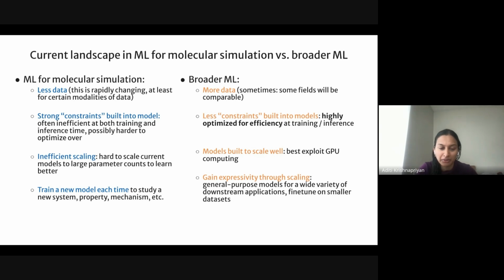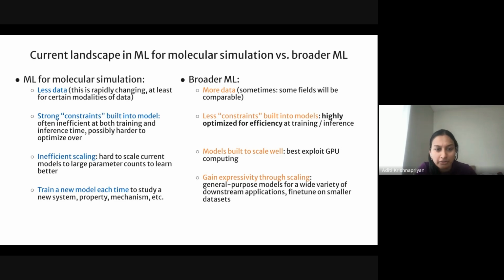And on that note, this idea of scaling has also been very popular, especially in recent years. And often in the molecular space, the models are rather inefficient to scale. So it's hard to scale them to these large parameter counts to learn better or understand the best way to scale them. Whereas in broader ML, there's been tons of effort on building models to scale well and best exploit GPU computing, which I think is very, very nuanced. And there's a lot of design choices and algorithms that go into doing this well.